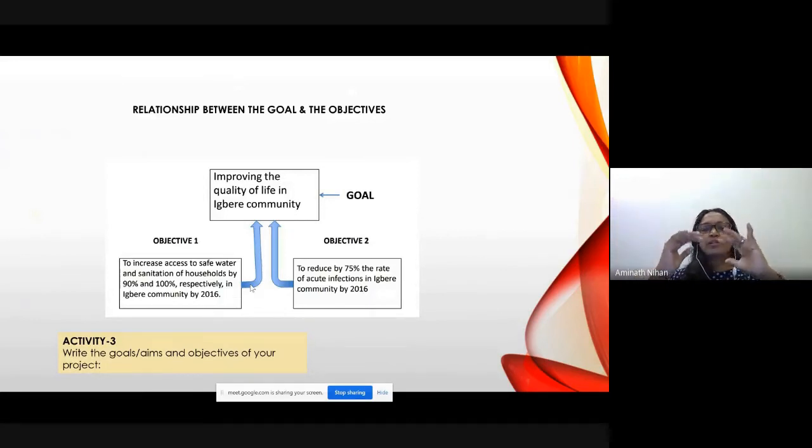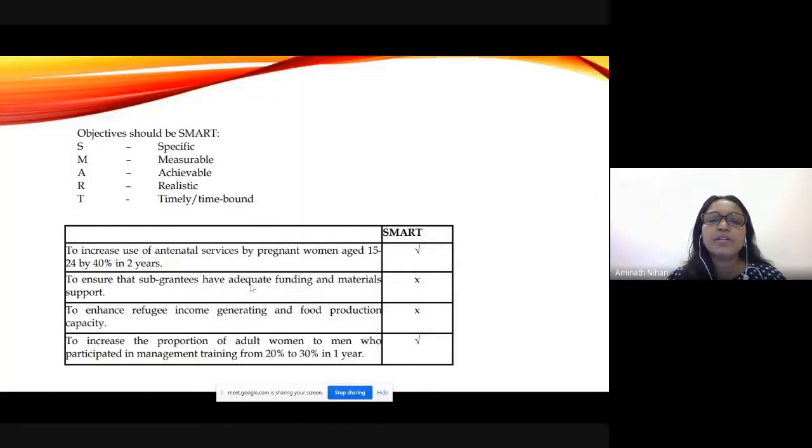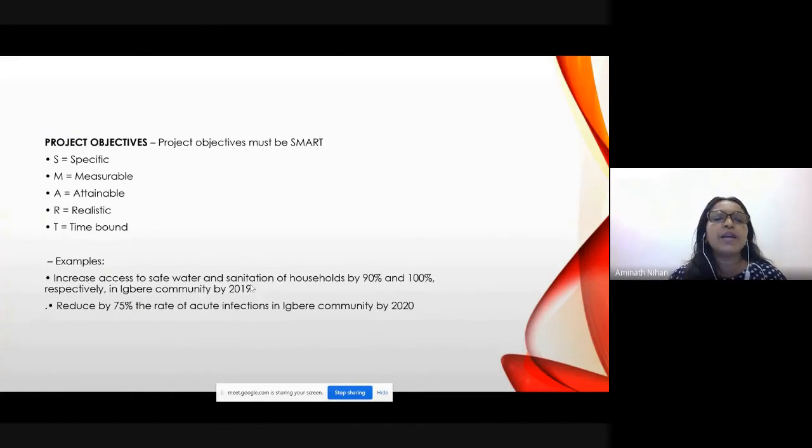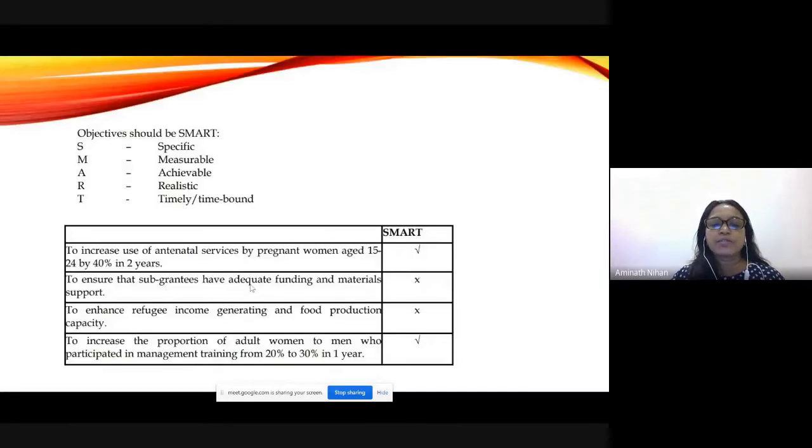Break the goal into achievable objectives, right? So it can be one or two objectives. Now, the third activity. Now you have the title, you have the background, you have the rationale. Write the goal, and then from the goal, write the objectives. And make sure you check these examples and make it smart objectives, okay?